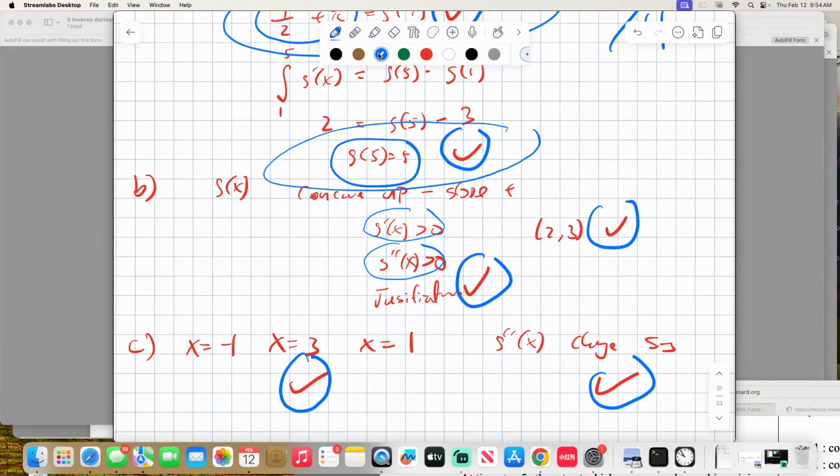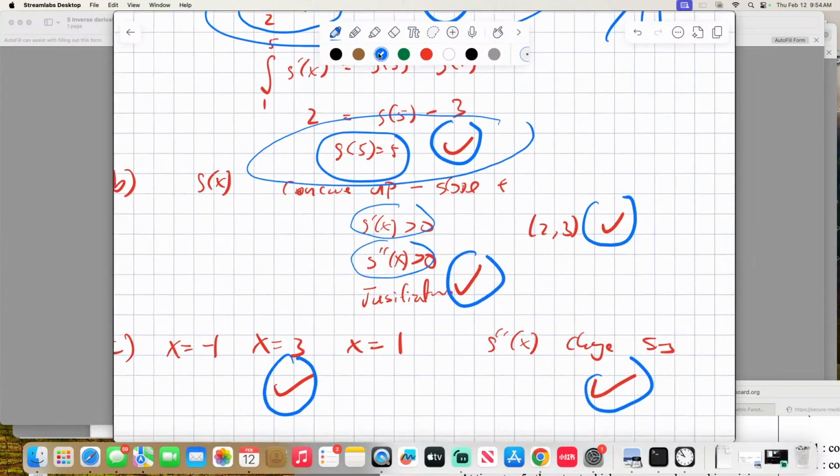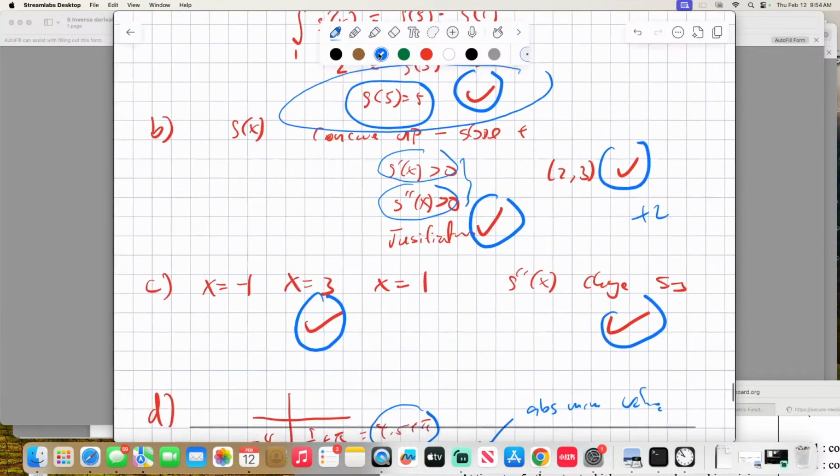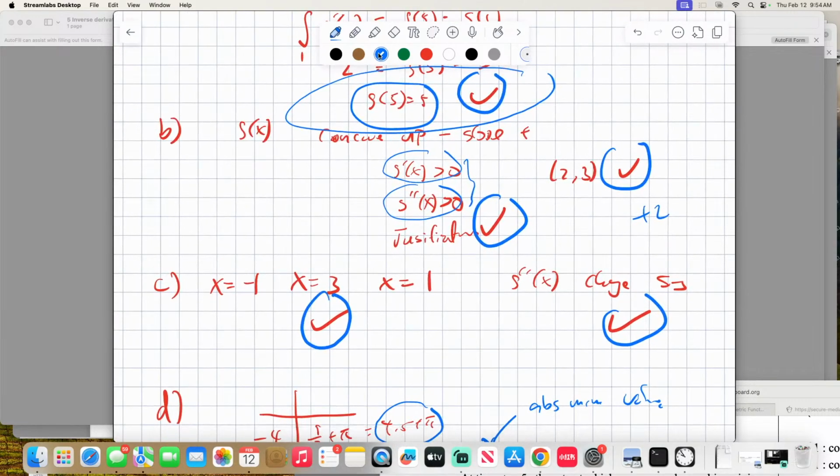G of x concave up. Concave up is between 2 to 3. And the justification's right here. This is a justification. It has to say G prime of x greater than 0, G double prime of x greater than 0, and it has to justify it there. So you got 2 check marks here. For the next one, C. You should get 3 points here. You should get all 3 because they are inflection points.